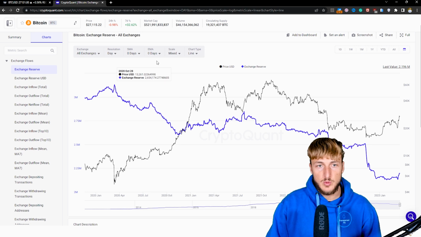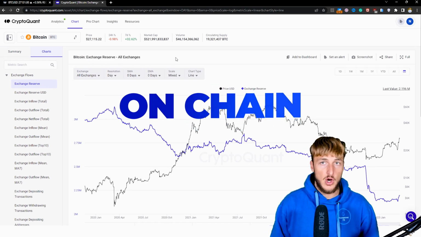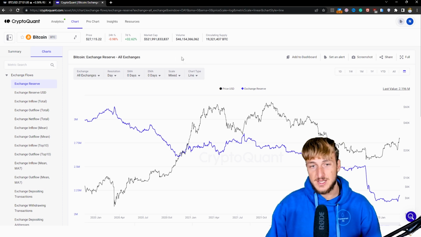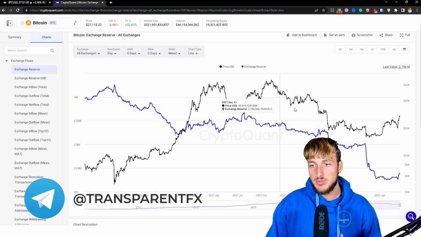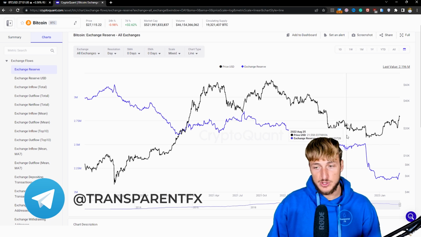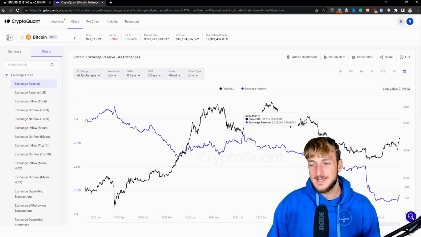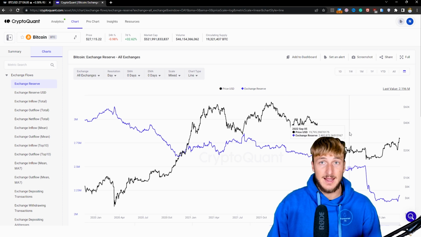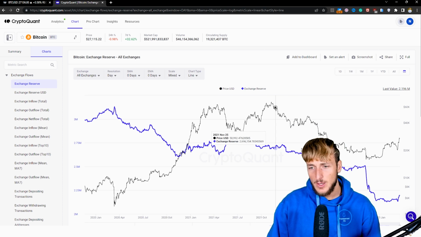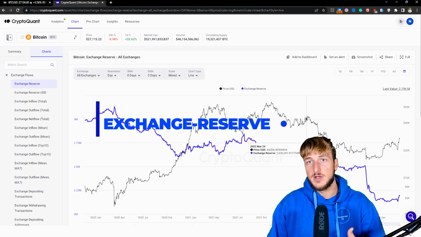Now, if we go and see what we have when it comes to the on-chain data, so how Bitcoins are moving on and off from exchanges, especially looking at the exchange reserves, what we can see here is that the black line is the price, the purple line, that is the amount of Bitcoins on exchanges. What we can see is that as the price was decreasing, so as this black line here was getting lower, the amount of Bitcoins on exchanges, so the purple line, was dropping even harder.